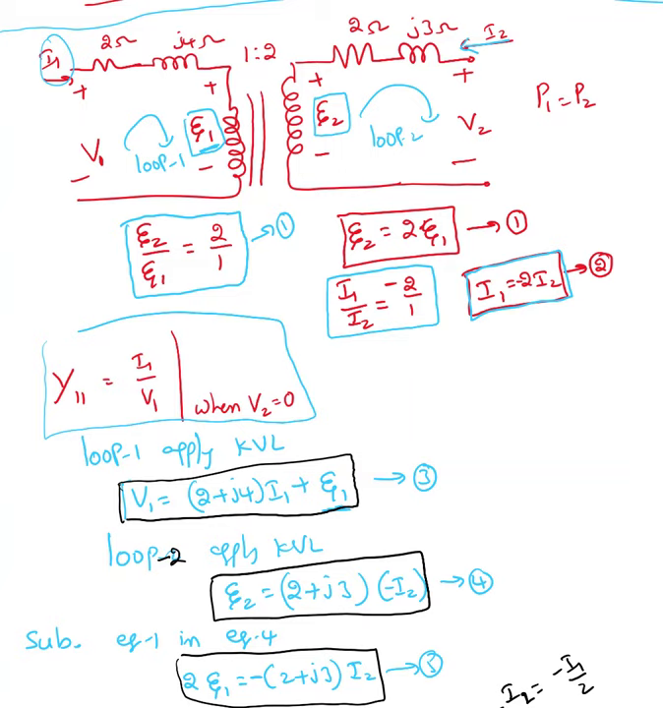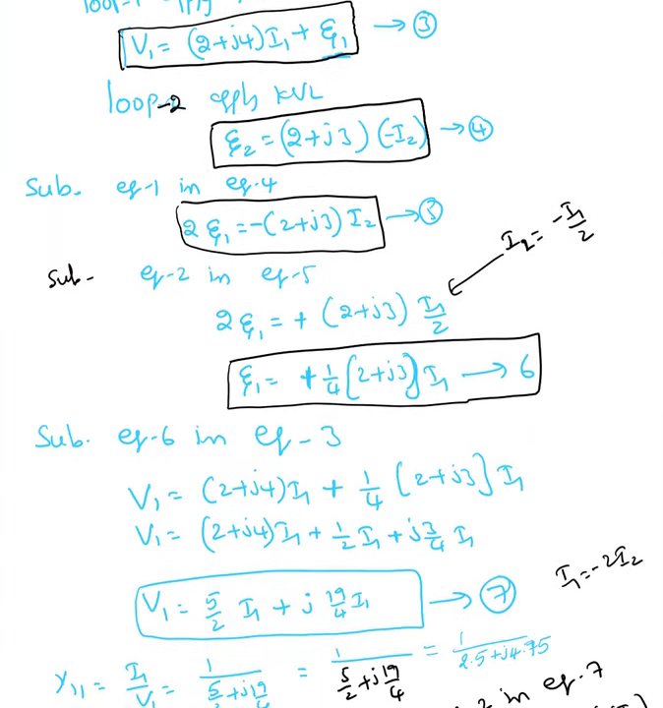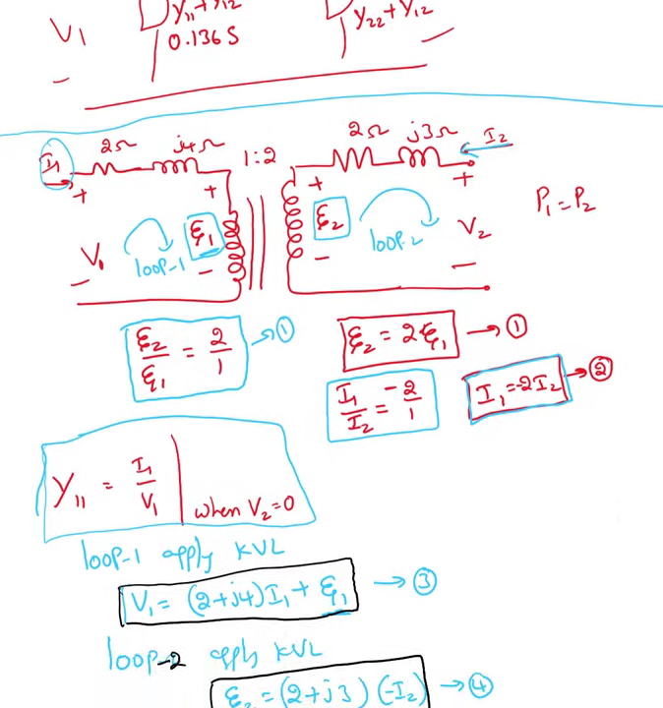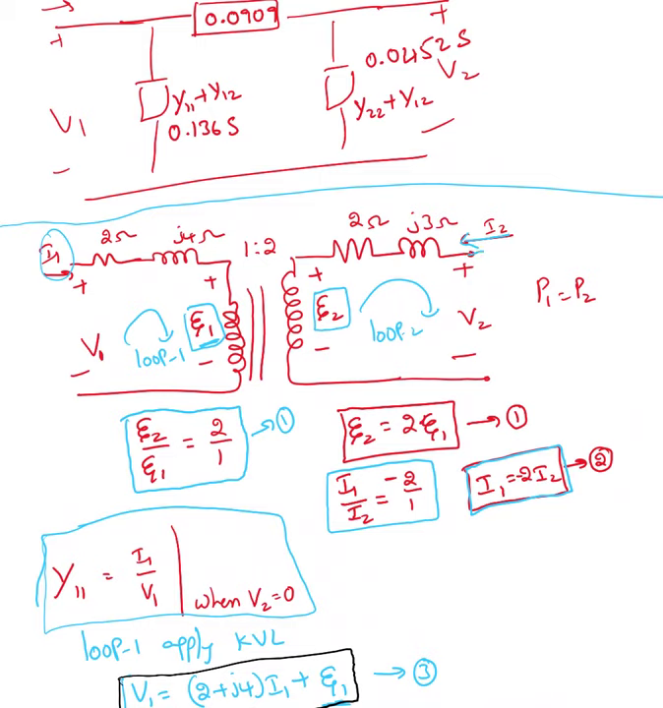we're going to find Y11. Y11 is I1 over V1 when V2 equals 0. And same way, Y21 is I2 over V1 when V2 equals 0. So by short circuiting V2, we can find these two parameters, Y11 and Y21. So what I'm going to do, I'm going to short circuit this. So V2 becomes 0.